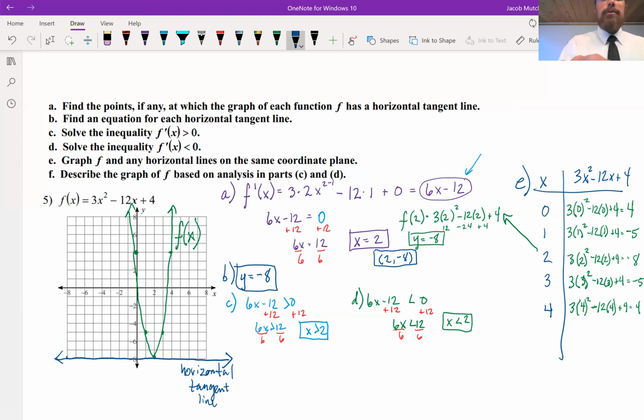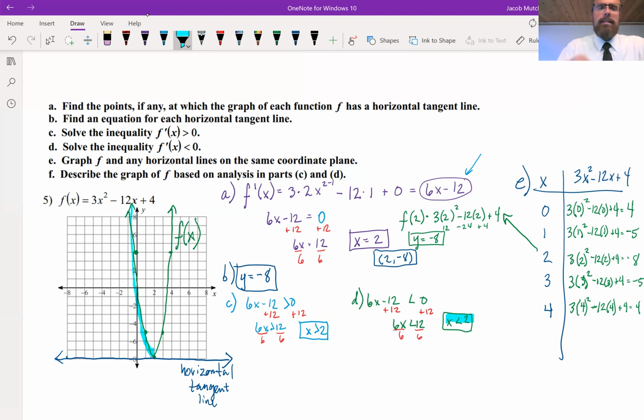The last thing for us to do is part F. I need to describe the green graph in terms of part C and part D. So what does that mean? In terms of part C and part D, what they're asking is where's the derivative greater than 0 or less than 0. So on part D, we're saying that on the graph, x is less than 2. If I were to highlight that, that's this left side.